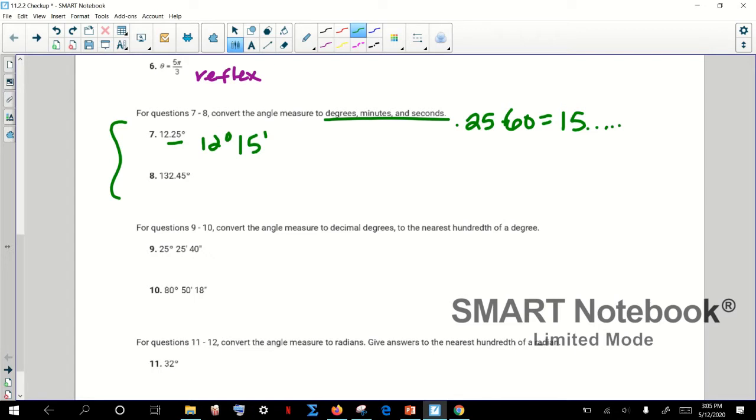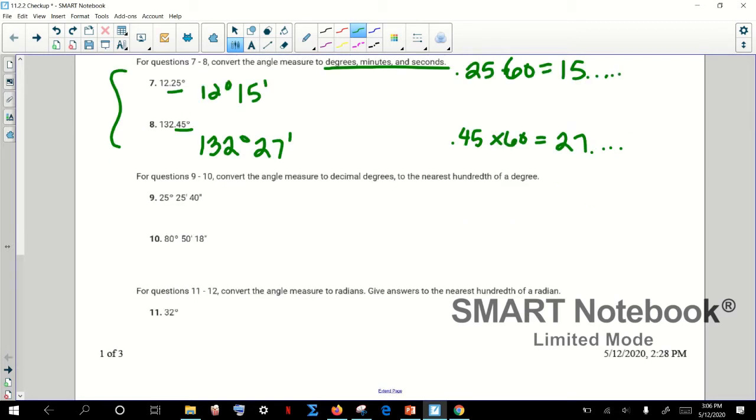For the second one, I have 132 full degrees. Now I have to figure out what 0.45 is in minutes and seconds. If I do 0.45 times 60 in my calculator, I get 27. So in this case, our final answer is 132 degrees and 27 minutes. Again, there's no extra decimal after 27, so I don't have any seconds to tack on to my answer.